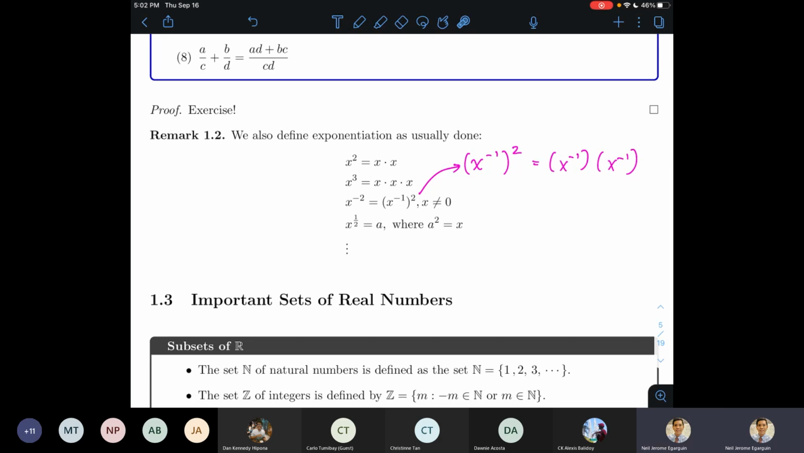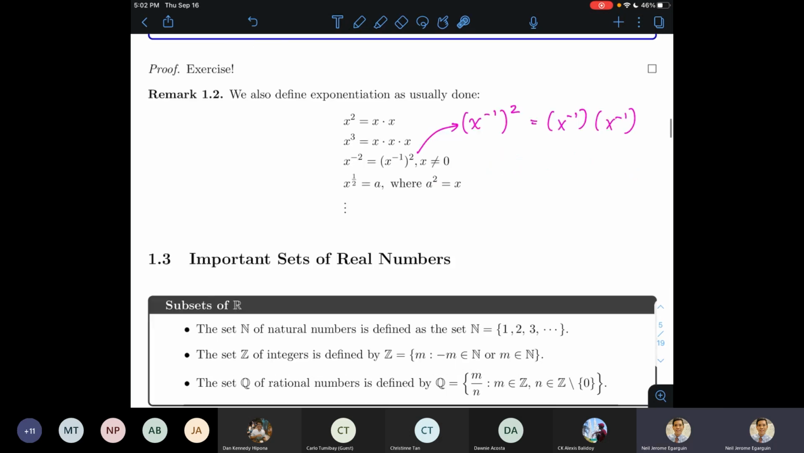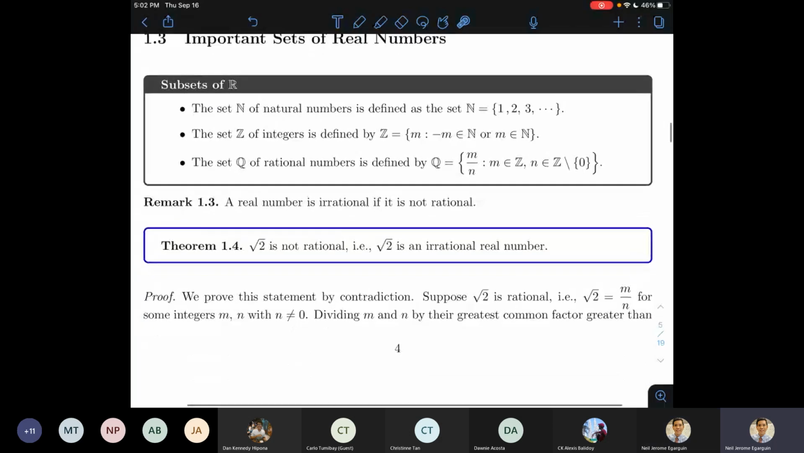Is the pacing okay? Is it too fast? Is it too slow? I hope the pacing is okay. All right. So just let me know if it's too slow or too fast. Okay. So let's go to 1.3.